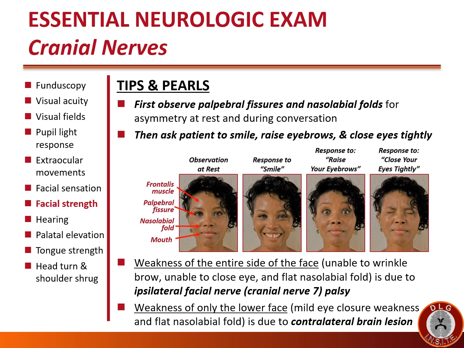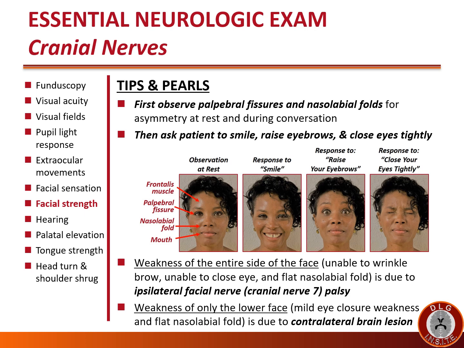Tips and pearls, cranial nerves, facial strength. First, observe palpebral fissures and nasolabial folds for asymmetry while the patient is at rest and during conversation. Then ask the patient to smile, raise the eyebrows, and close the eyes tightly. You are looking at the frontalis muscle, the palpebral fissure, the nasolabial fold, and the mouth, and observing at rest, in response to smile, in response to raise your eyebrows, and in response to close your eyes tightly.